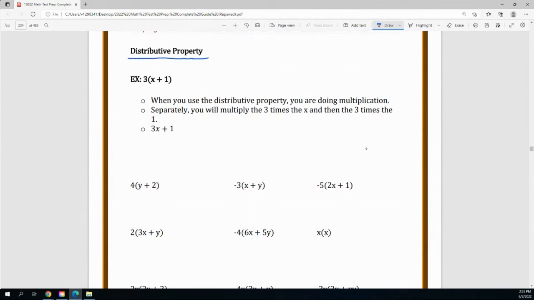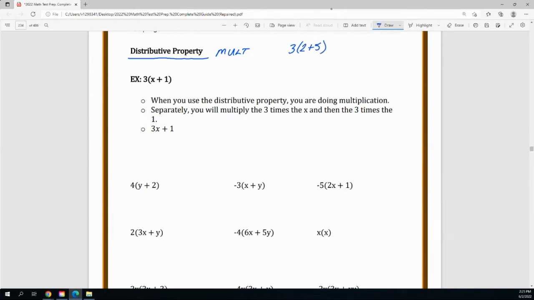The distributive property is talking about multiplication. And what it represents is having a way to multiply. Let me give you an example of something. So I'm going to throw a math problem up here.